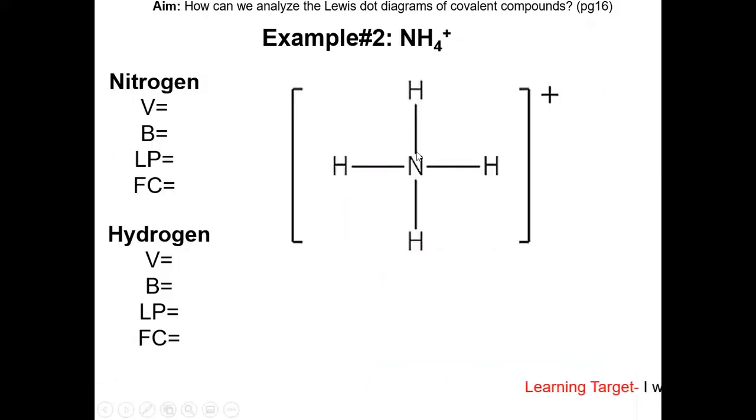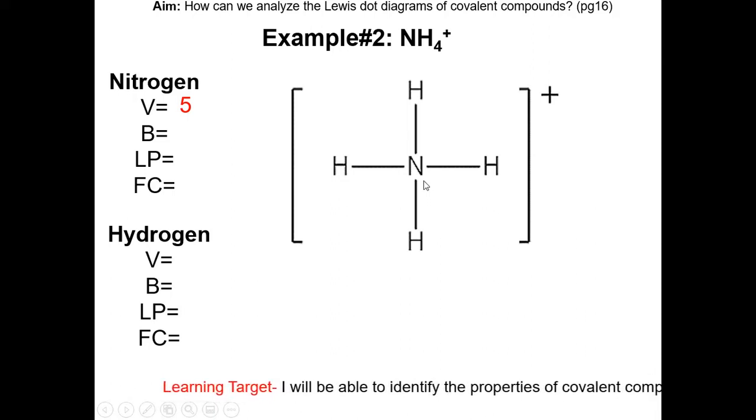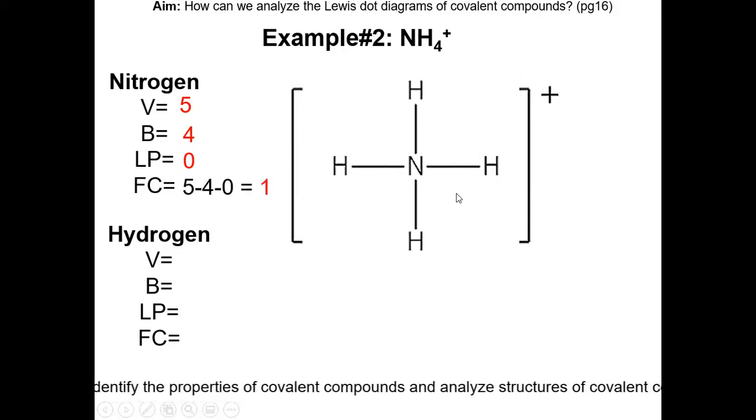Let's do another example. Here's the polyatomic ion NH4+. How many valence electrons are in a neutral atom of nitrogen? If we look at the periodic table, it is 5. How many bonds is this nitrogen forming? It's forming 1, 2, 3, 4. How many electrons are in the lone pair? There are none. So the formal charge of nitrogen is +1. 5 minus 4 minus 0 is 1.